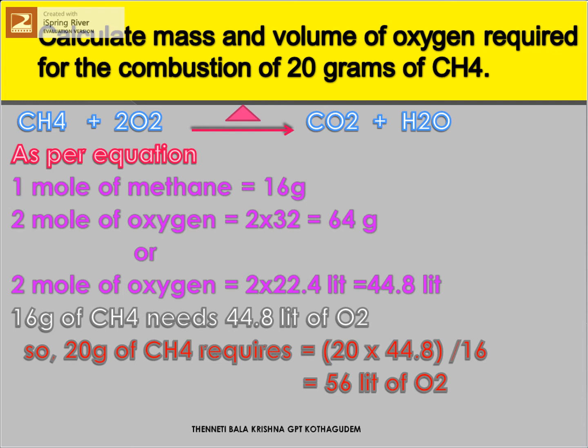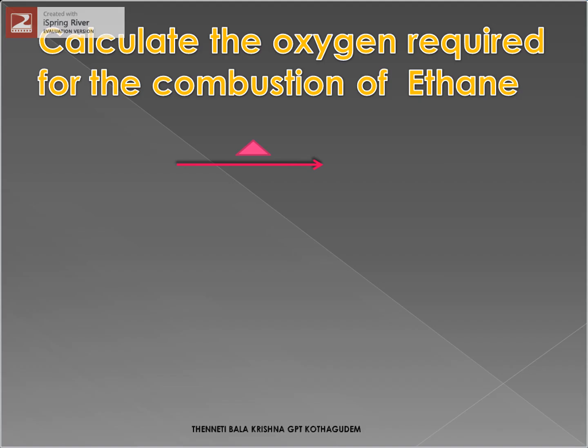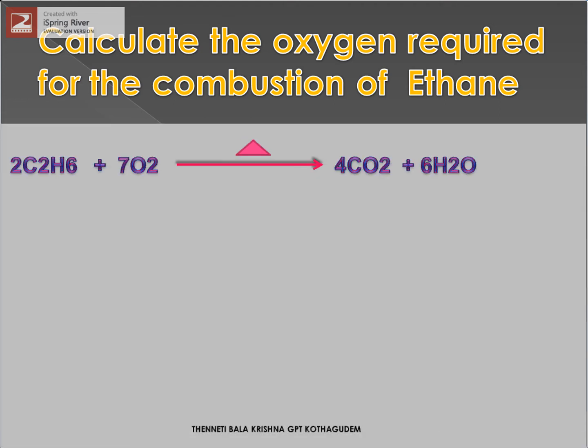Next our target is to calculate the oxygen required for the combustion of ethane. The molecular formula of methane is CH4. The ethane molecular formula is C2H6. Right? Come to the equation. What is the molecular formula of ethane? C2H6. It reacts with oxygen. It produces CO2 and water.